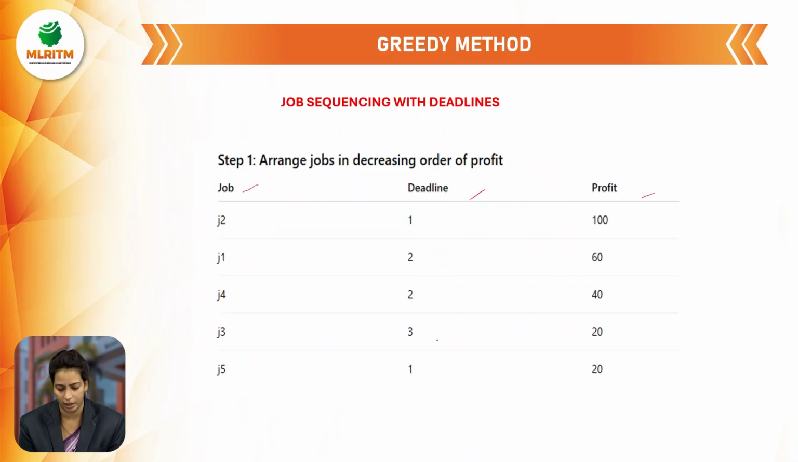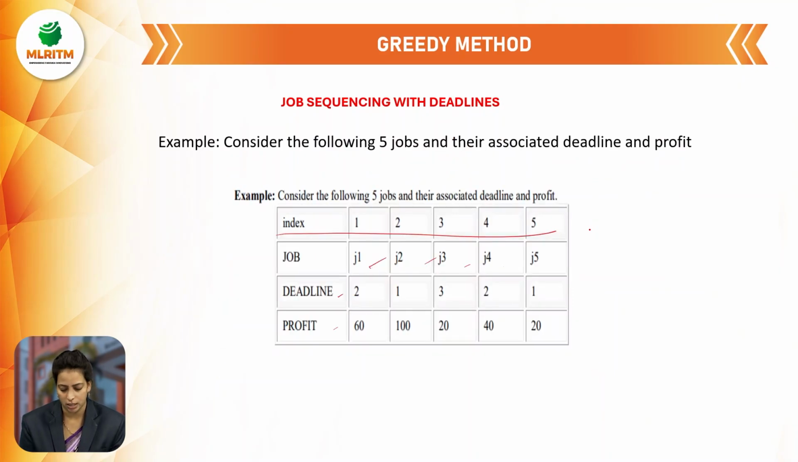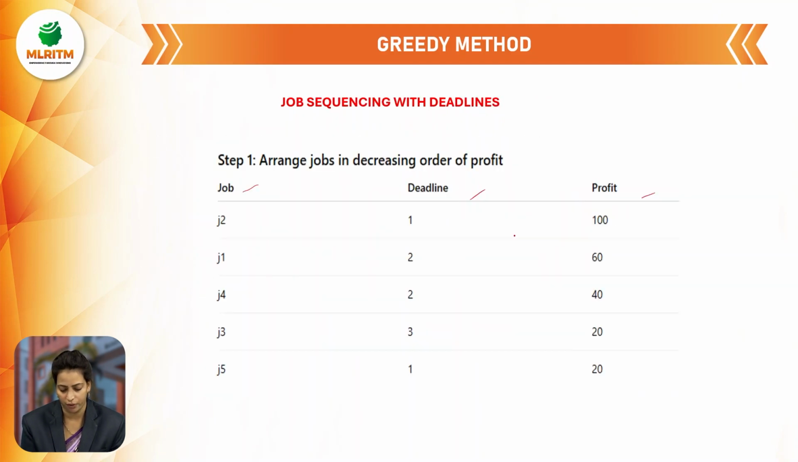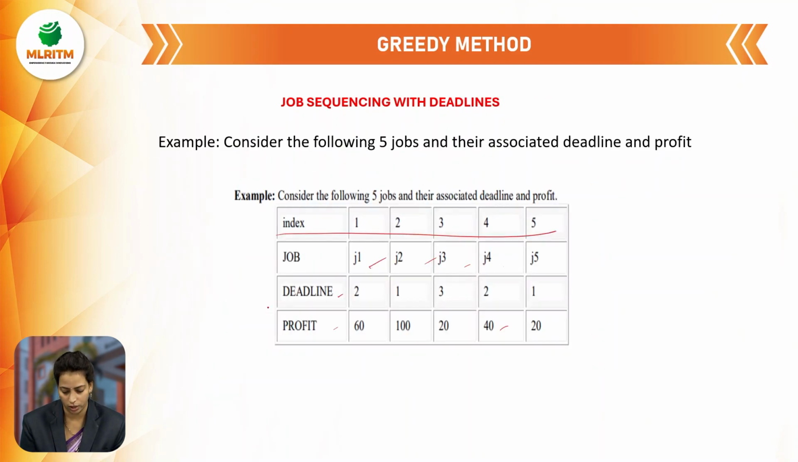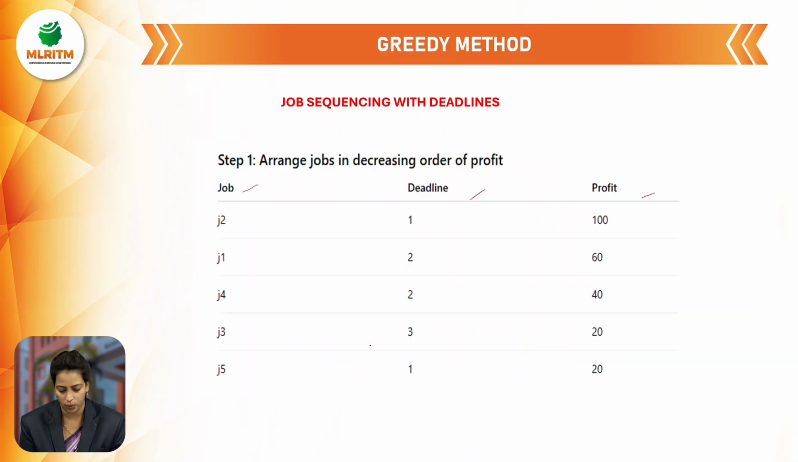So 100. That is J2, deadline 1, profit is 100. Next, which one is the next highest? 40, that means J4. Sorry, the next one is 60. So J1 has the next highest profit, right? So the next one is J1, corresponding deadline is 2, profit is 60.